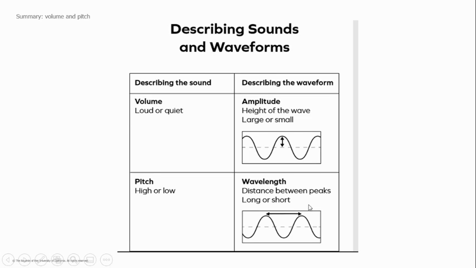When we're describing the waveform for pitch, we're going to use the word wavelength. The wavelength is the distance between peaks, long or short. So if the pitch is high, the wavelength is going to be what? Short. Very good. And if the pitch is low, the wavelength is going to be long.